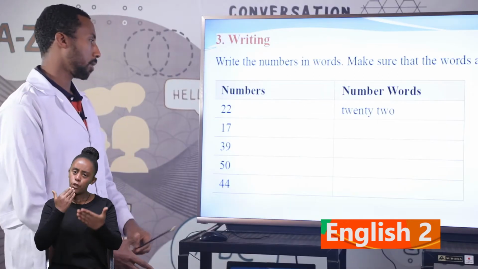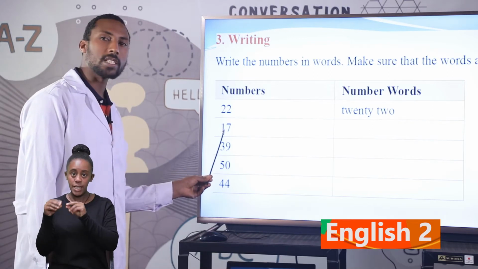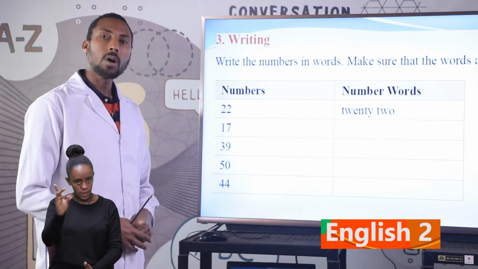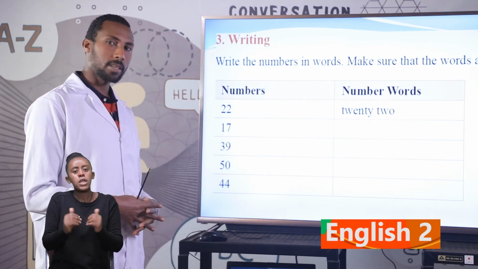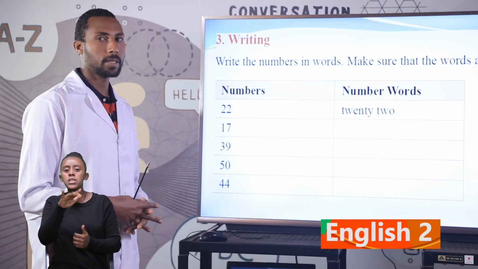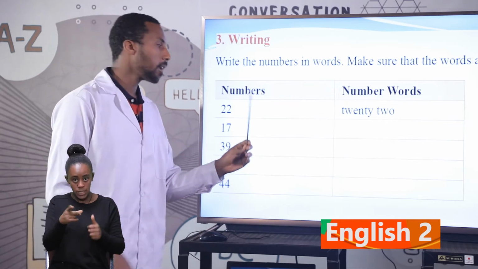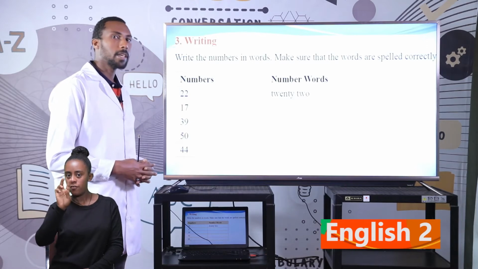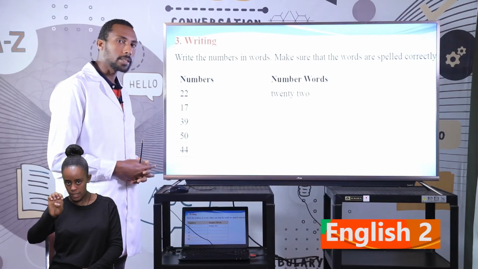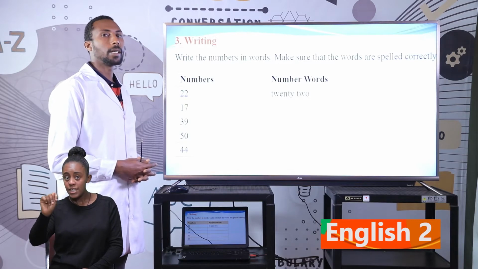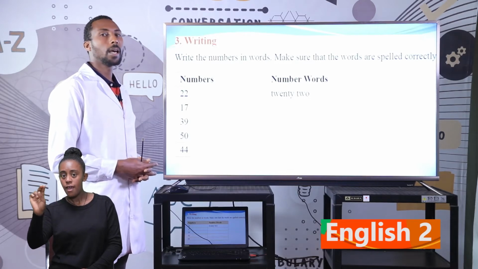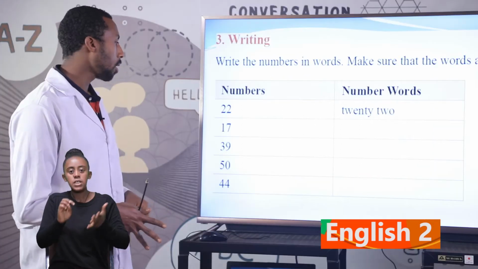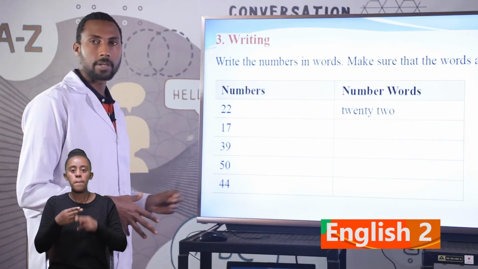Thank you, students. The name of this number is 17. How do you spell the word 17? Look at it. The first letter is S, E, V, E, N, T, E, E, N. Together, 17.